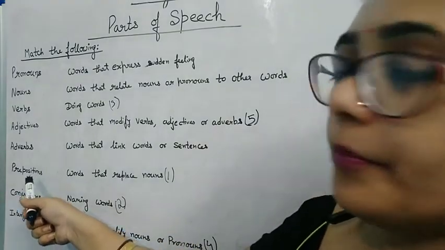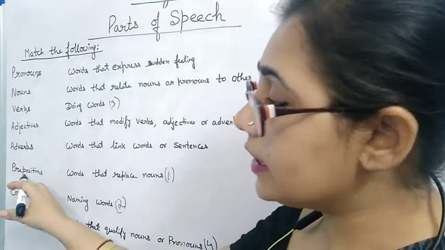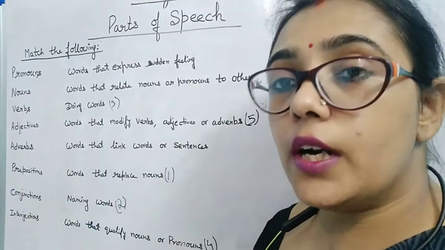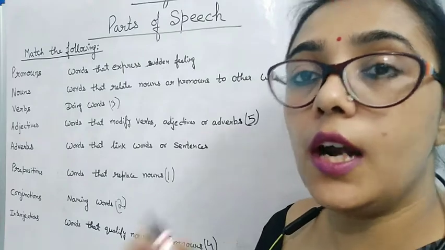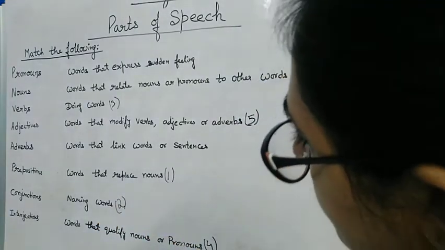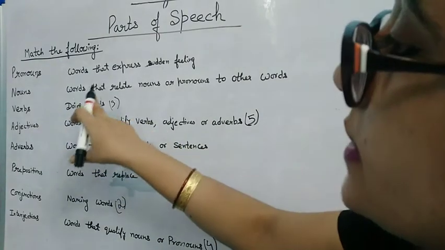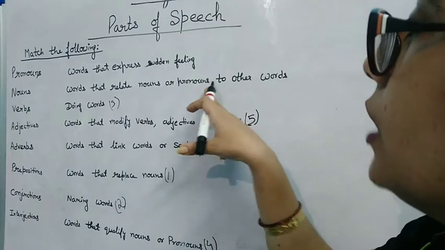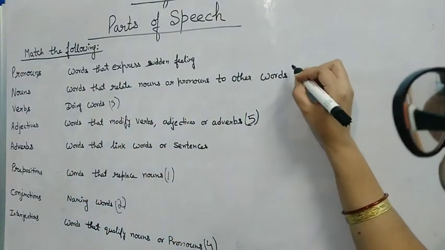Next is preposition. What is preposition? By the name only, see, it is written position. The word which shows the position of noun or pronoun is called preposition. So let's see where it is preposition. Words that relate nouns or pronouns to other words, that are called prepositions.